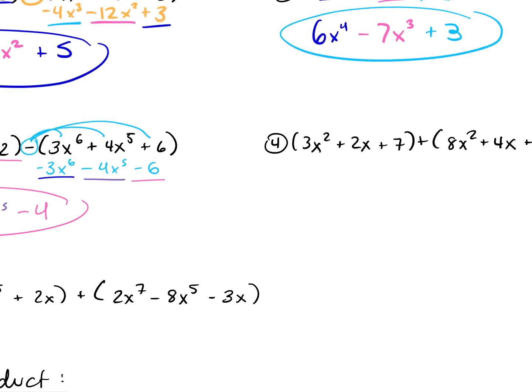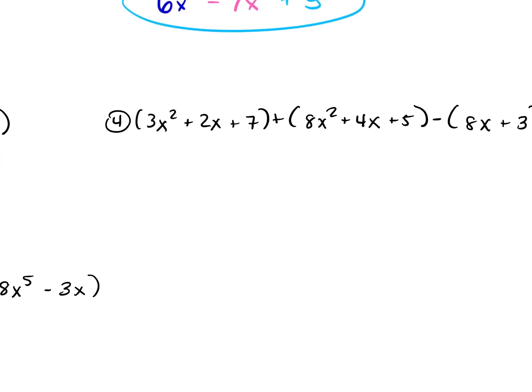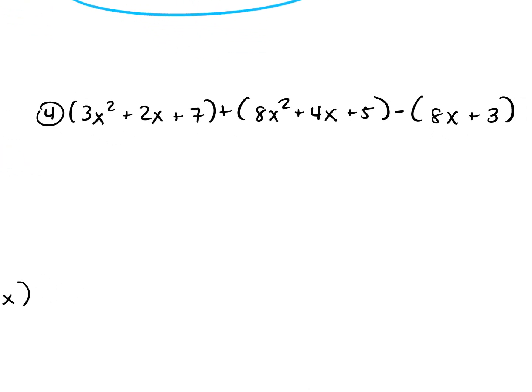Let's look at number 4. So a couple different things we can do for 4. What do you think I should do first? Let's distribute the negative. So that negative gets distributed to everything behind it in the parentheses that it's touching. So I have negative 8x minus 3. What can we do next?